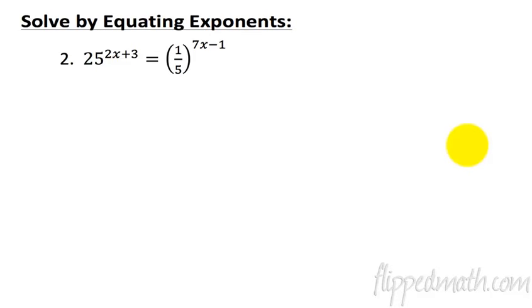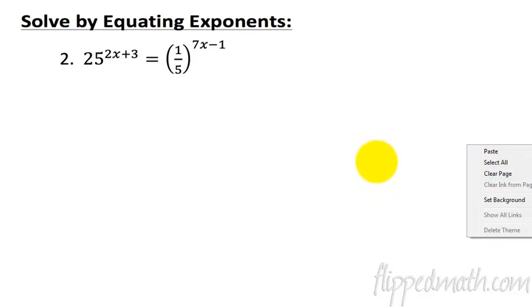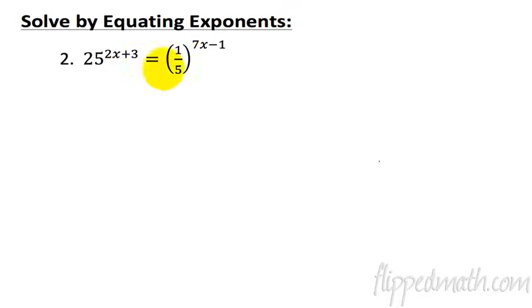Equating exponents, number 2. Let's try this one. So now we are looking at how can we make these bases be exactly the same. This 25, I could turn that into 5 squared. And then I would have that raised to the 2x plus 3. And then my equal sign.